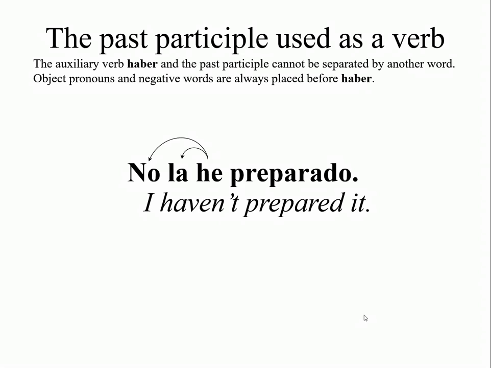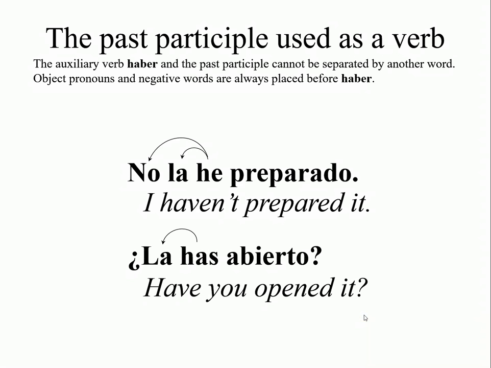The auxiliary verb haber and the past participle cannot be separated by another word. Object pronouns and negative words are always placed before haber. No la he preparado. ¿La has abierto?